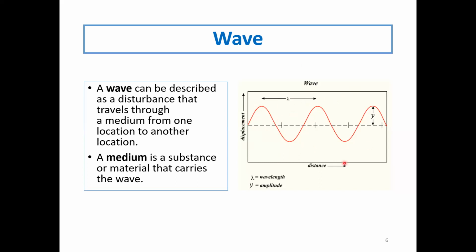Okay, so this is a wave, and for carrying the wave, we need a medium. So a wave can be described as a disturbance that travels through a medium from one location to another location. A medium is a substance or material that carries the wave. Okay, I think you understand the thing.